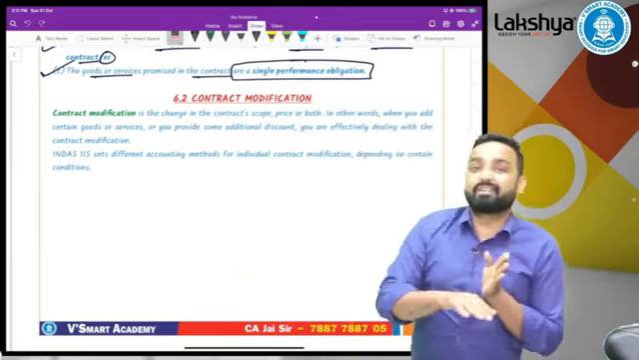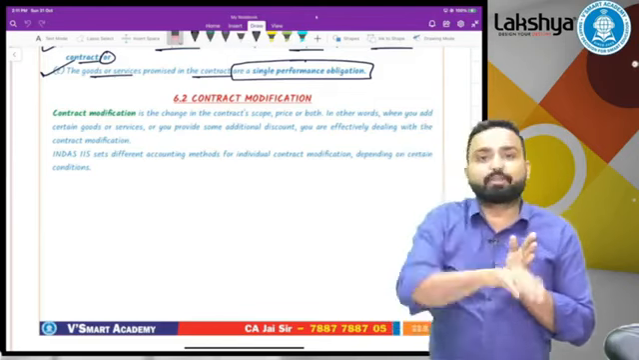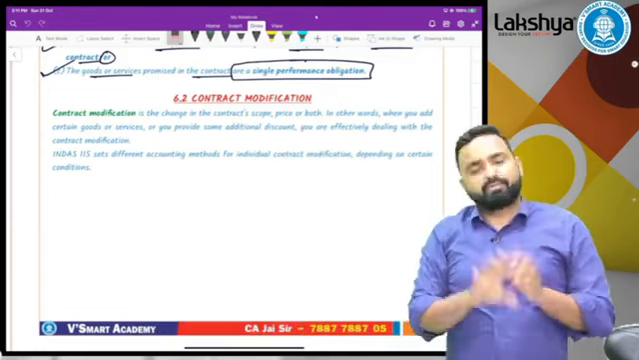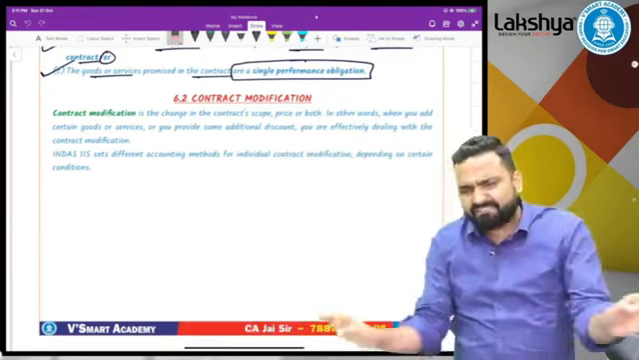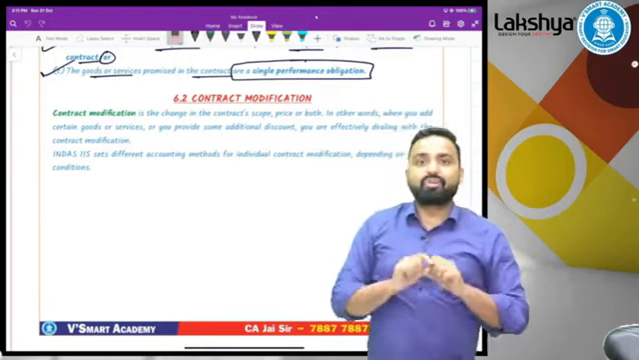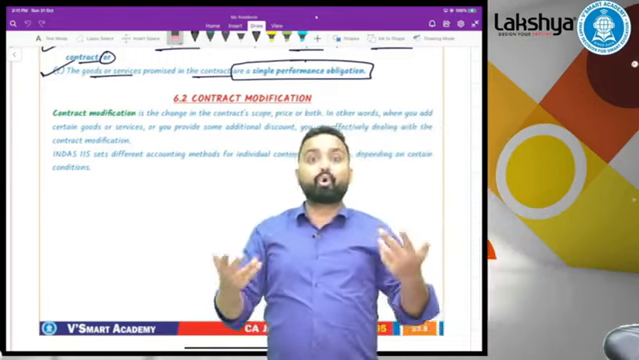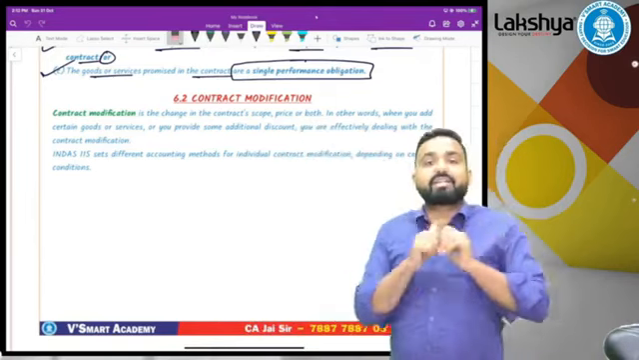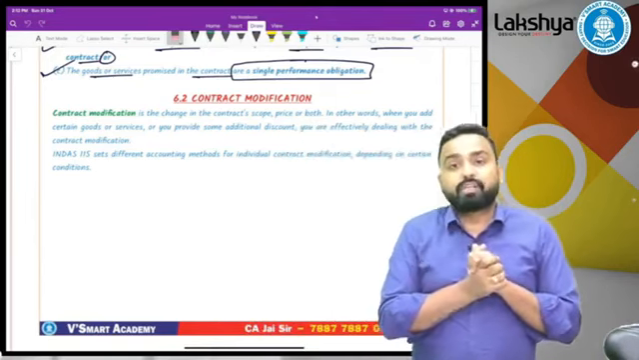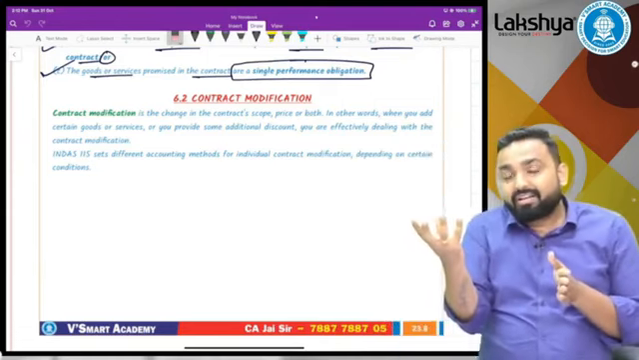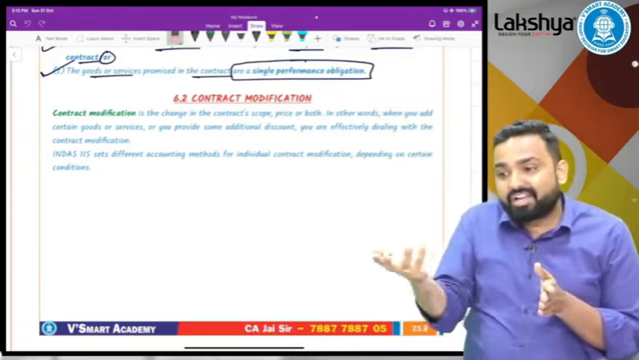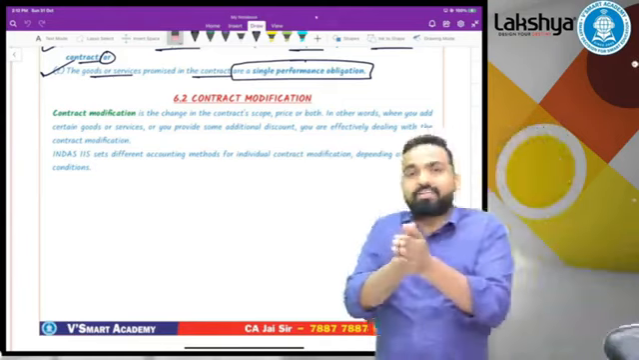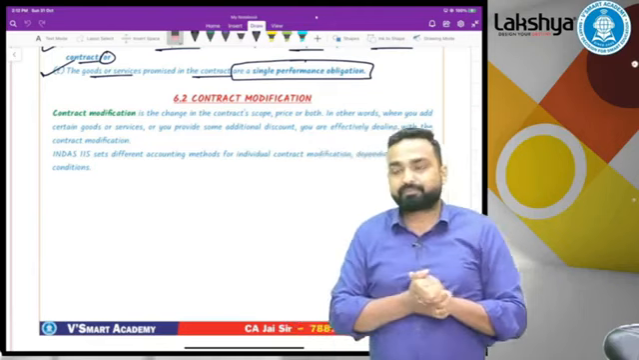for another 30 laptops. That means the original order is 50, but he wants another 30 laptops. Same configuration, everything is the same. But now the customer is asking me for more discount. Why? Because he is giving me more business. Now, can this additional 30 laptops contract be treated as a separate one, or is it a part of the main contract?